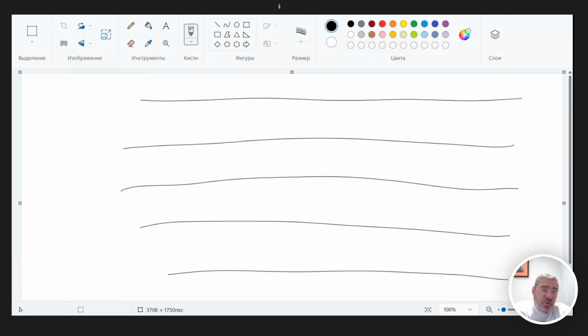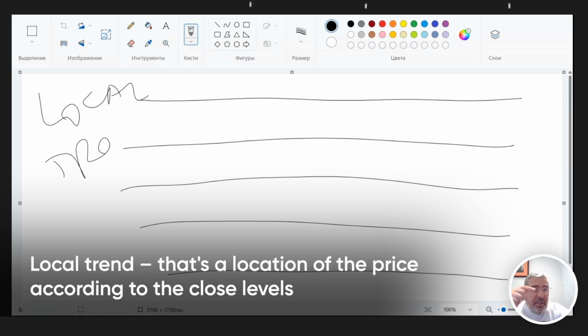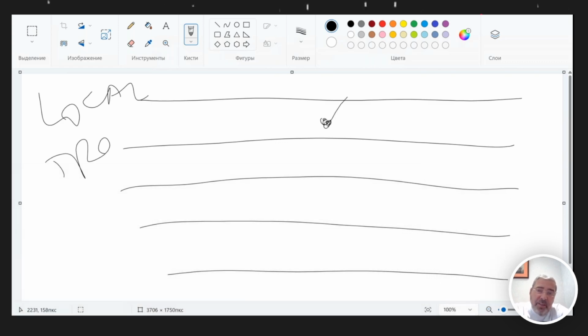So what is the local trend? The local trend is the location right now of the price according to the closest levels. So let's say you're located here, it all depends where we're going to go. If we go to this side, we say the local trend is up. If we go to this side, the local trend is down.